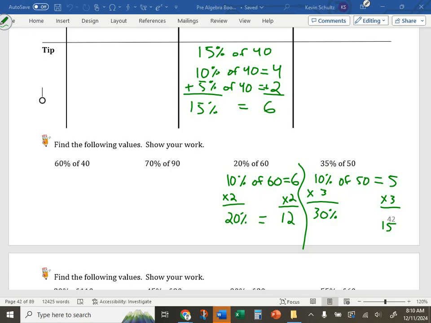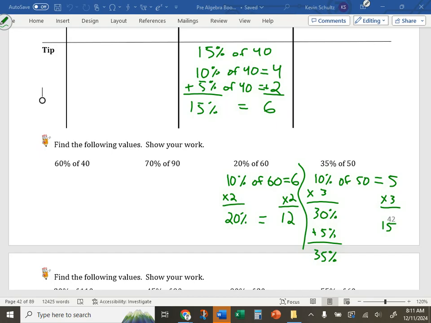We're not quite done yet, though. We have to get to 35%. So here's where we kind of do what we did here. We're at 30%. We need to add another 5% to get to 35%. So we started with 10%, like we always do. We multiplied that by 3 to get to 30. We're not quite there yet. So we're adding 5% to bring us up to 35%.